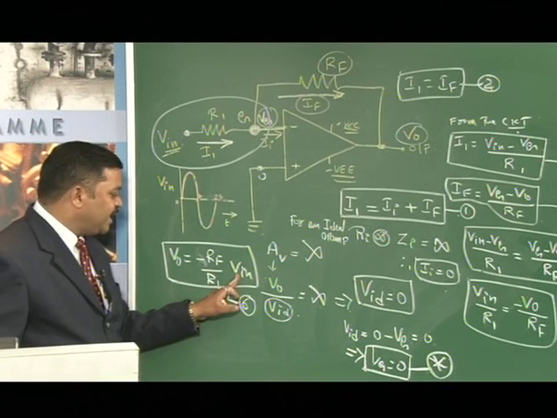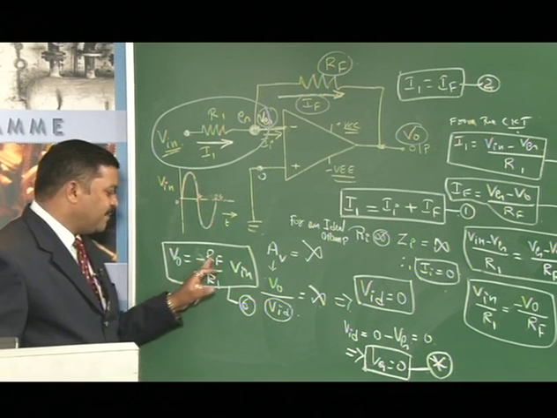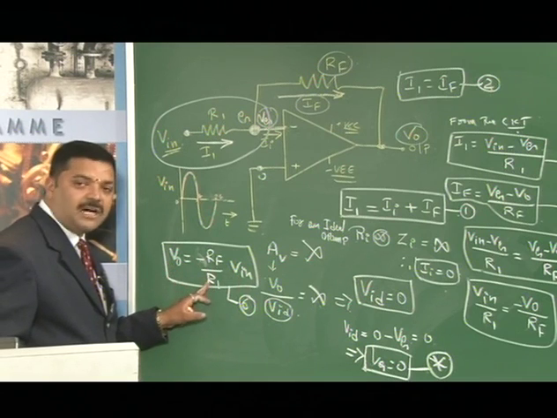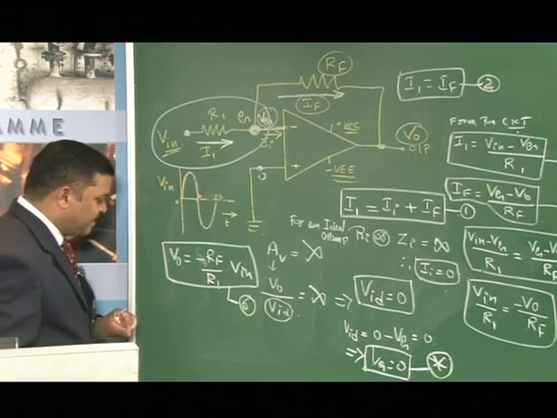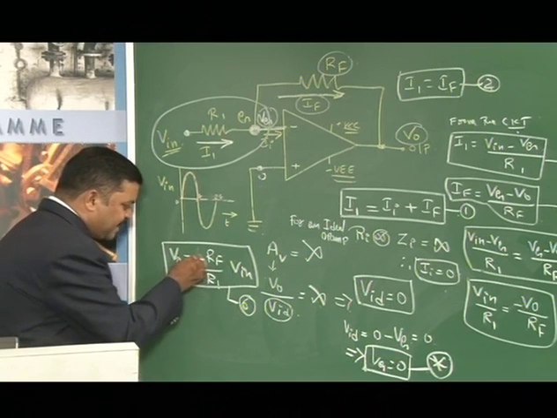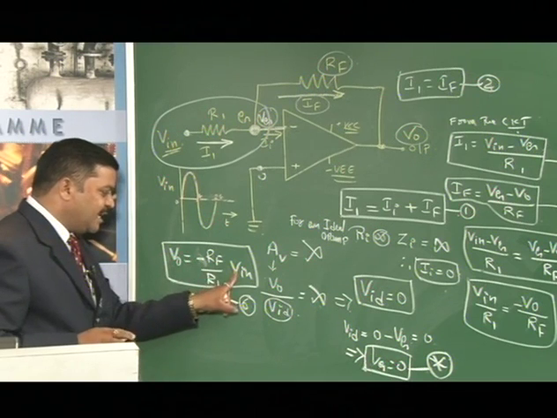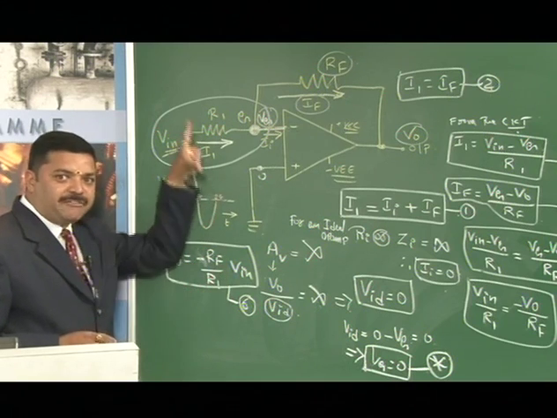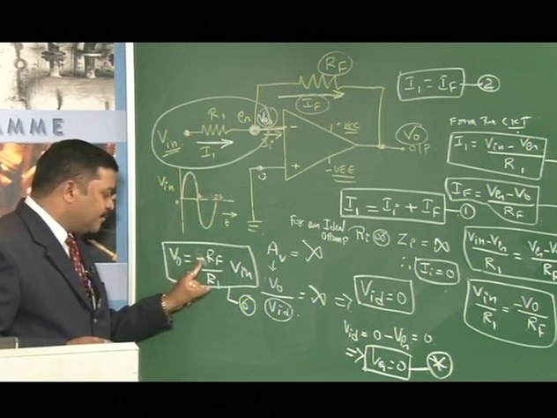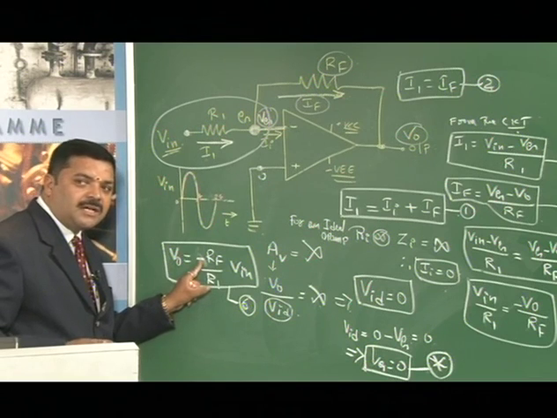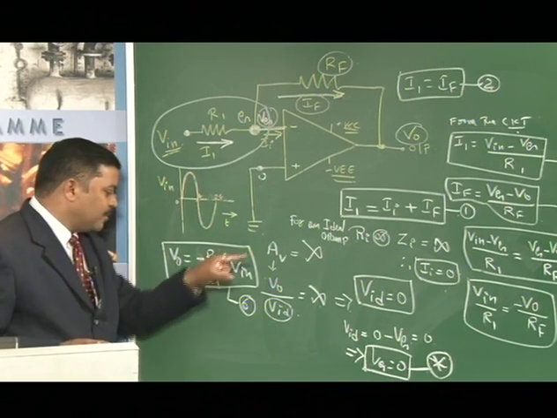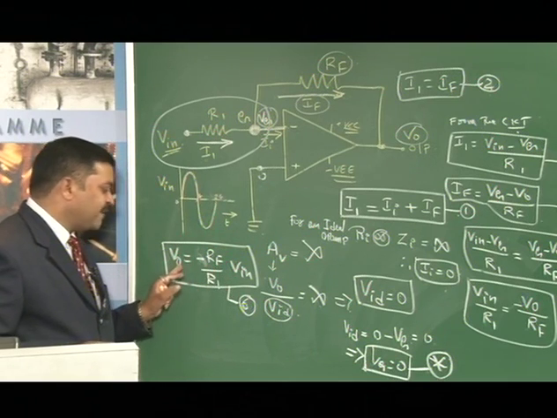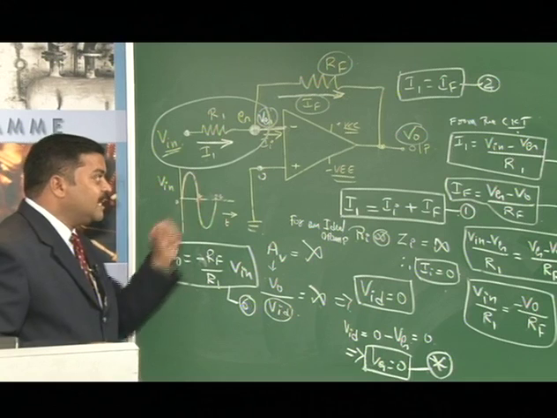So, whatever Vin you apply, it is multiplied by minus Rf by R1. Observing equation 6, because there is a negative sign and Vin gets multiplied by some value, it gets amplified, but because of the negative sign, the input at the output gets inverted and amplified. So, that is the reason why we call it an inverting amplifier.